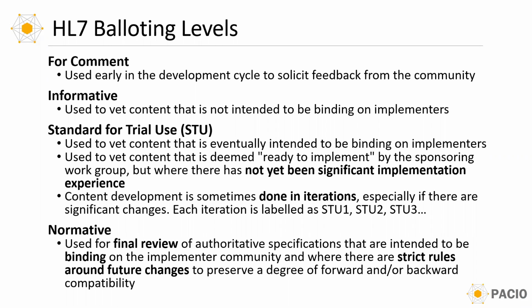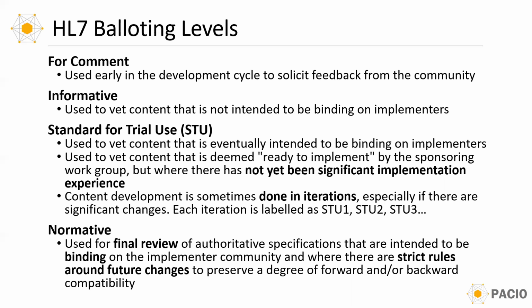The second level is informative, which is primarily used for specifications that guide internal HL7 processes or ones that provide recommendations or guidance to the implementer community. The third is standard for trial use, STU. It is used to vet content that will eventually be binding on implementers and for work groups who have limited implementation experience. Content development is sometimes done in iterations, especially if there are significant changes. Each iteration is labeled as STU 1, STU 2, STU 3, etc. This is the type of ballot that the PASSIO project is pursuing right now.